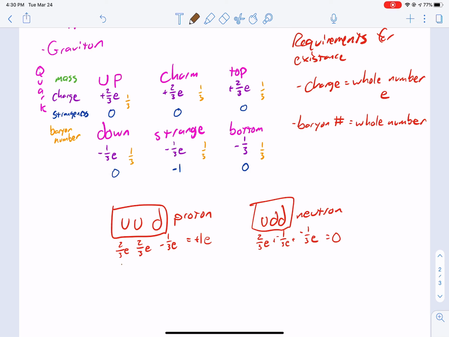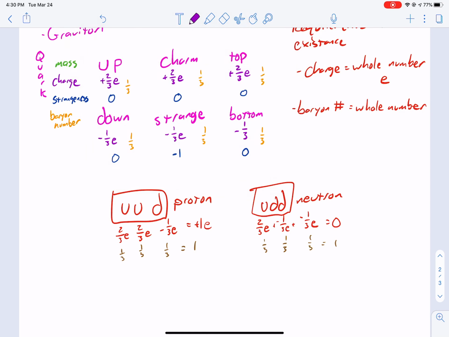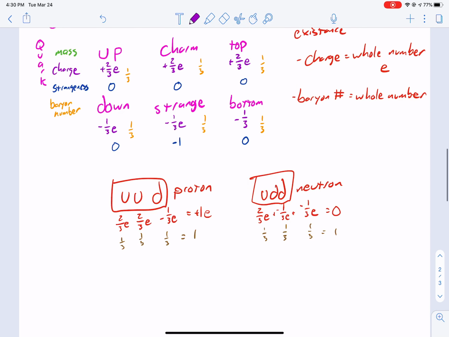By the way, if we want to check our baryon number, we have 1/3, 1/3, 1/3. Baryon number is 1. Same thing over here. 1/3, 1/3, 1/3. Baryon number is 1. So these do exist. They work. This is where quarks can be. But we can get groups of 2 quarks as well.